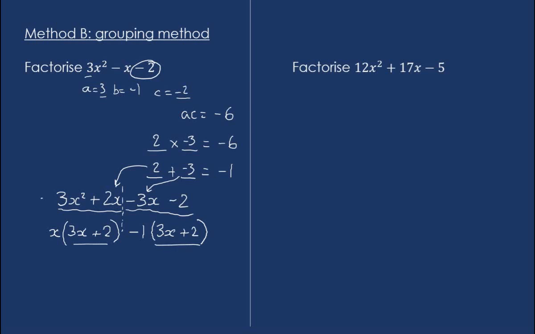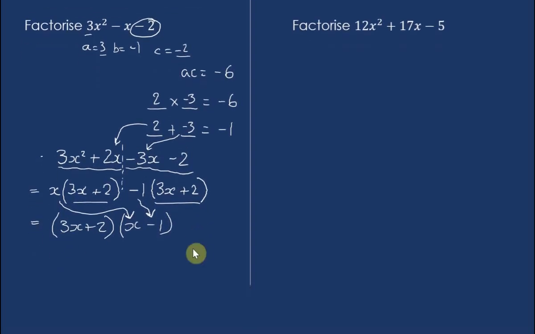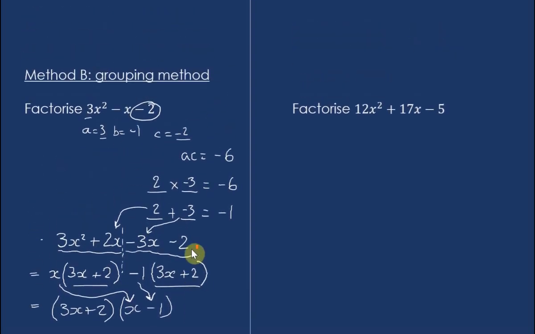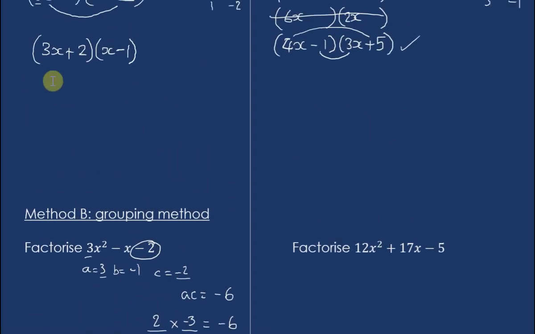Now, using the distributive law, we can now write this as a product of 3x plus 2, and that's being times by each of these things in front of that bracket, which we can put together in their own bracket. So the x comes down here, and the -1 goes next to it. Okay, so what we've kind of done there is factorised again, with 3x plus 2 being the common factor. And there we've ended up with our expression, 3x plus 2, x minus 1. And if you look at the method above, it should be the same.